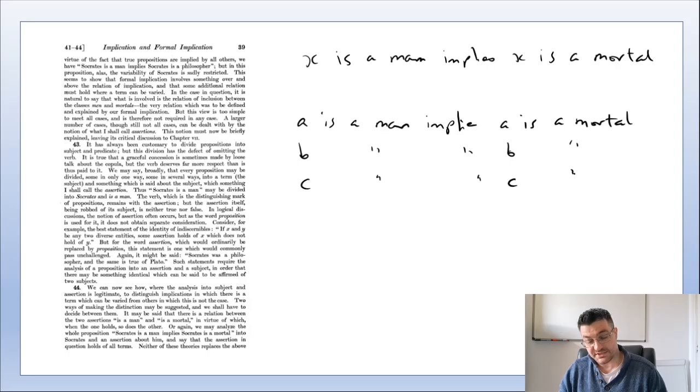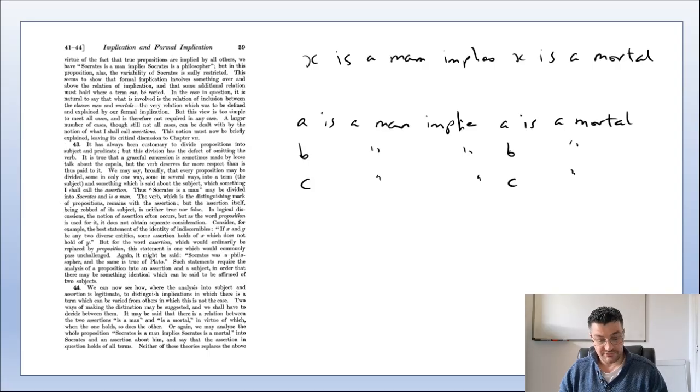This is the first step towards the analysis of the mathematical notion of the variable. But it may be asked, how comes it that Socrates may be varied in the proposition Socrates is a man implies Socrates is mortal? In virtue of the fact that true propositions are implied by all others, we have Socrates is a man implies Socrates is a philosopher.